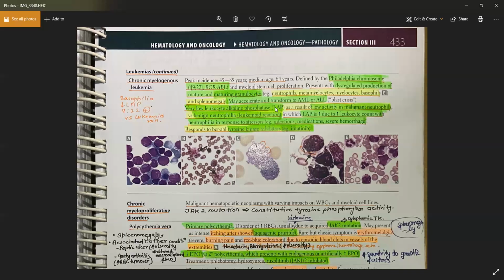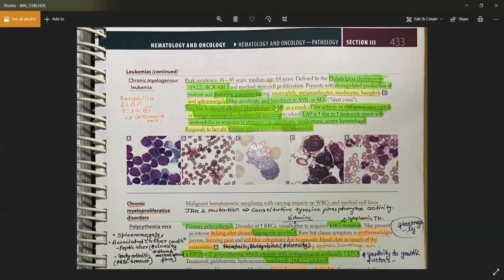In that case, you need to always look for the leukocyte alkaline phosphatase activity. If the leukocyte alkaline phosphatase activity is very high, that means you have working neutrophils, which is because of infection only. But if the LAP level is very low, that means these are dysfunctional leukocytes, which means it is a cancer.